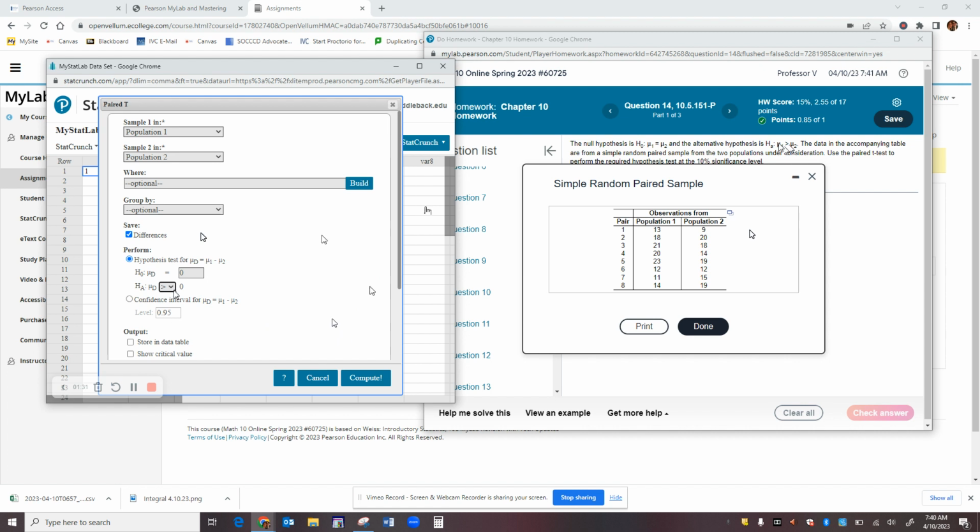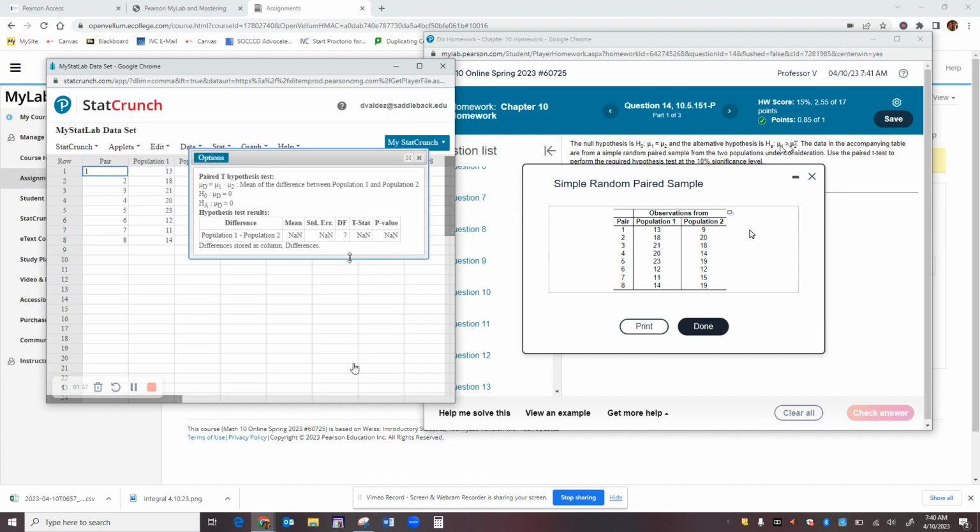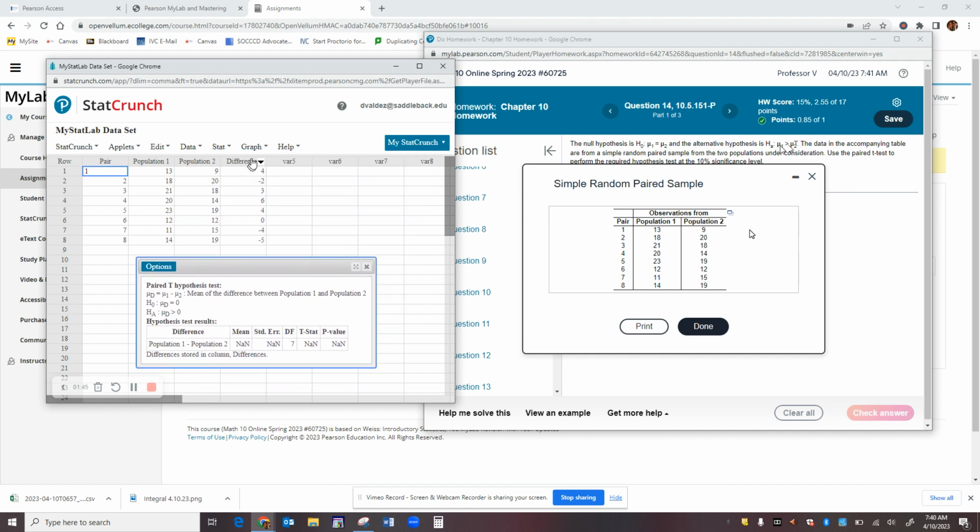You don't have to click that. That's not essential at this step. Just make sure you click Save Differences. Okay, compute. Yeah, see, it's doing this garbage NaN, which I'm investigating. But in the meantime, we got a workaround. We're going to keep on pushing. So this differences column right here, that's gold.